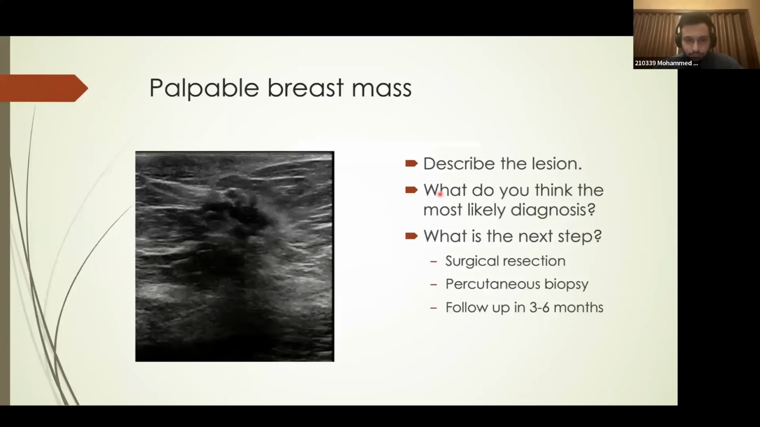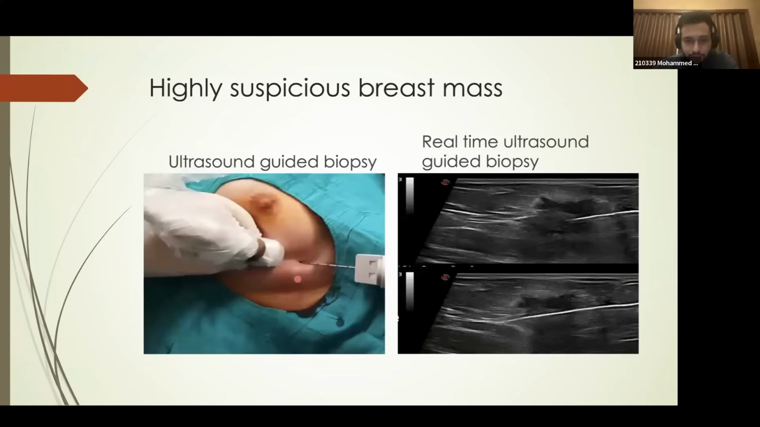Good. Now for palpable breast masses. Again, from this lesion in the ultrasound, what is this? Malignant cancer. Good. What do you do for this? I want you guys to tell me, and I'll tell you if it's right here. If you suspect it's malignant, what do you want to do? Biopsy. Exactly, excellent. Ultrasound guided biopsy. That's basically all you do here.